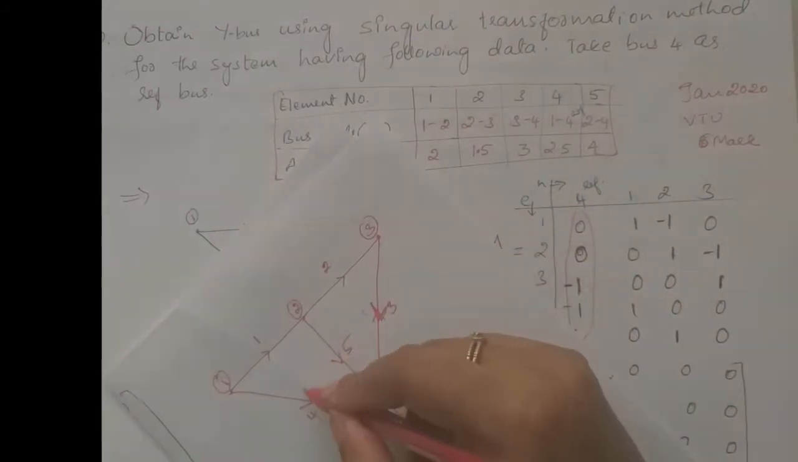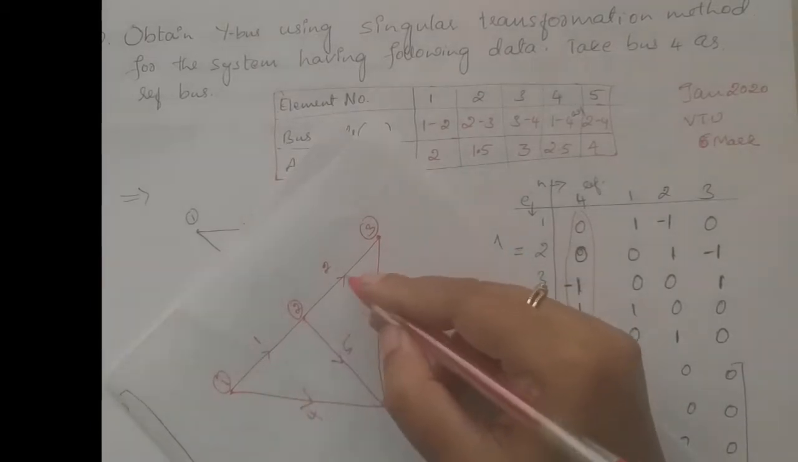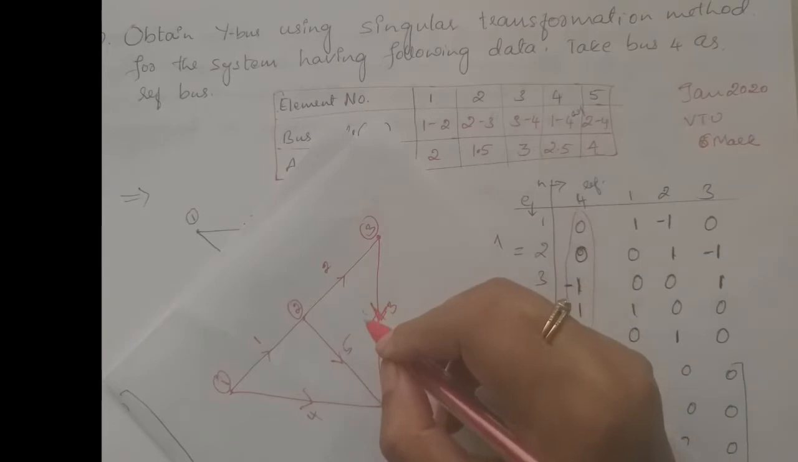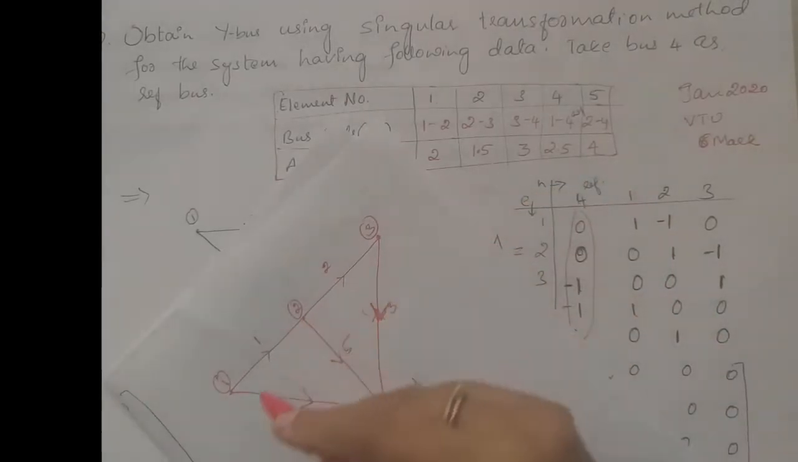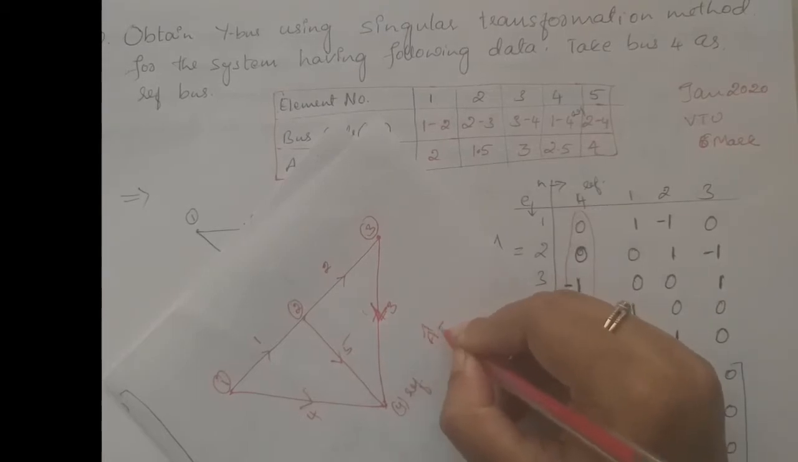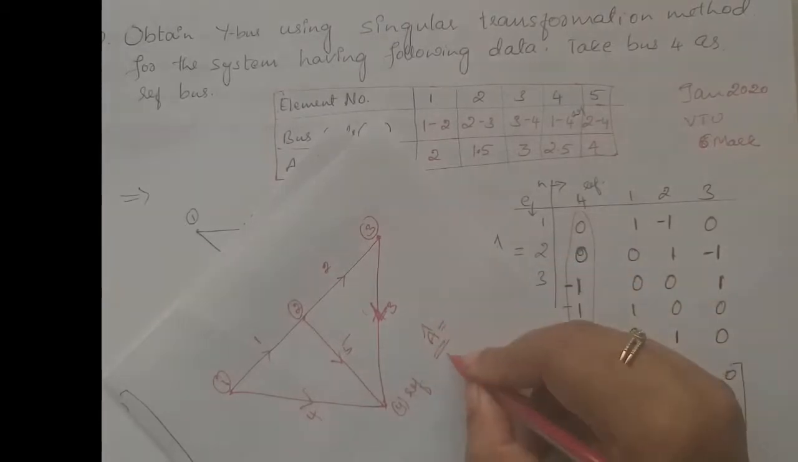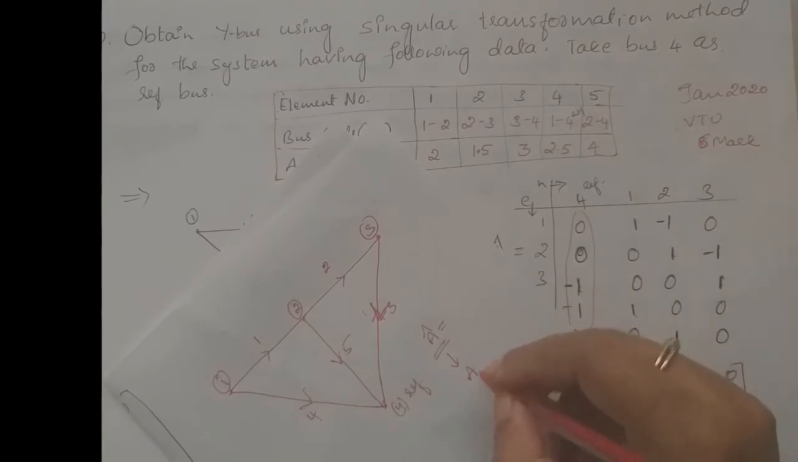Okay, you can assume the directions downwards or upwards, here left side or right side according to your wish. Finally you are going to get the same answer. See, this is the oriented graph we have. From this oriented graph, we can get the element node incidence matrix A cap. From A cap we can derive A, that is bus incidence matrix.